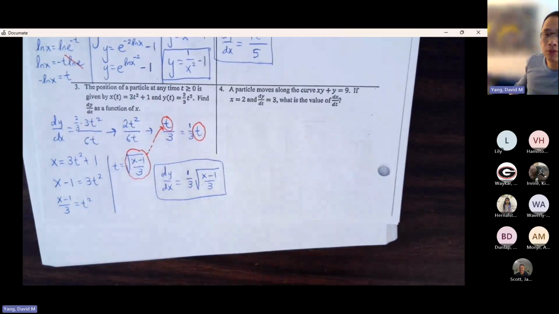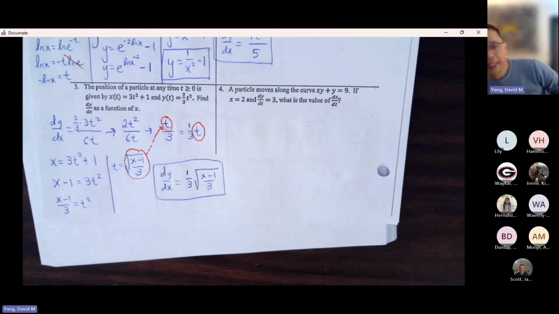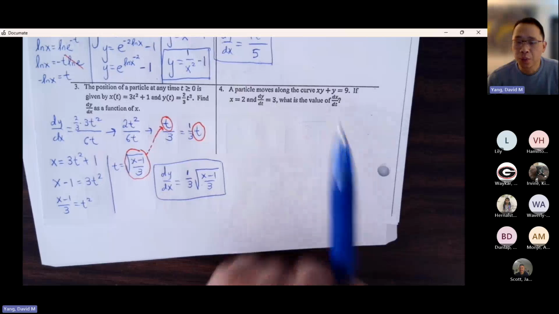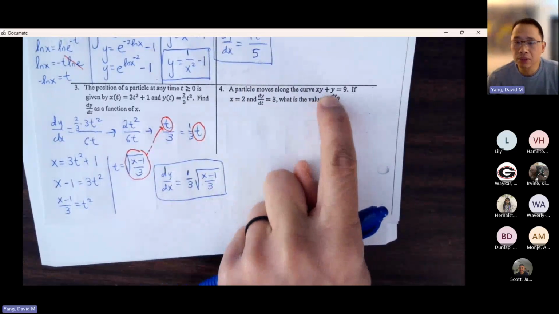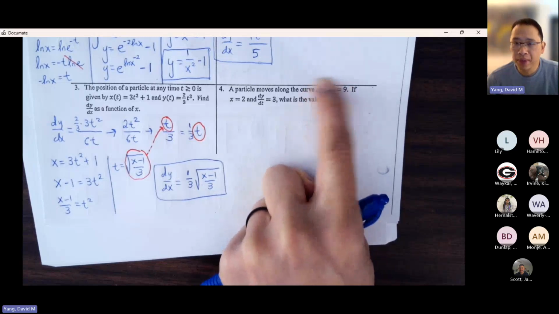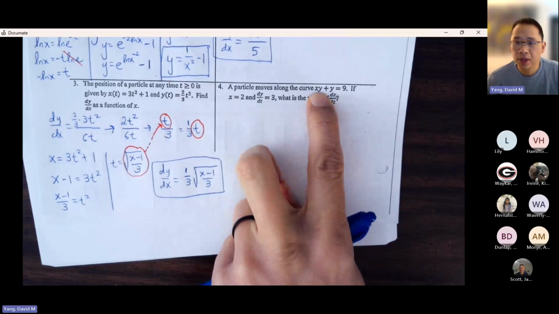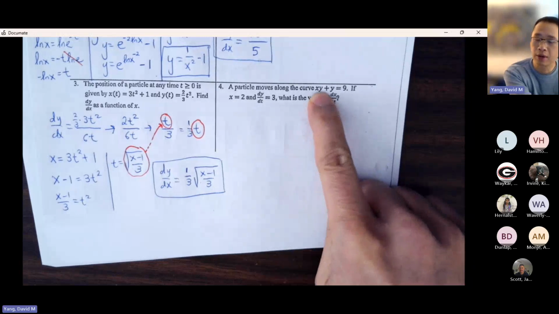Number 4, a particle moves along the curve xy plus y equals 9. If x equals 2, dy dt equals 3. What is the value of dx over dt? So we want to find the derivative, but now there's a little bit of related rates here, right? We can find the derivative with respect to time and get all these variables to show up, dy dt, dx dt. So we'll do related rates. And also x times y, we got to go through product rule as well.